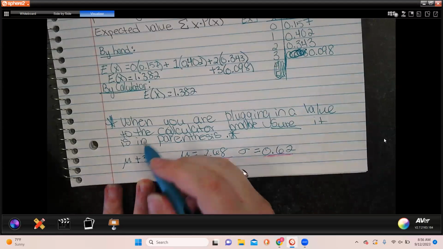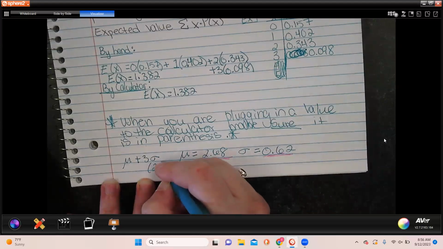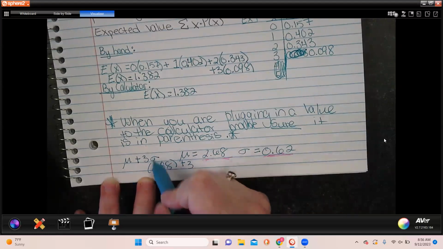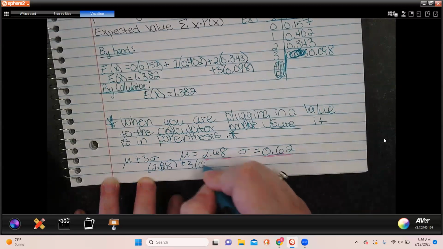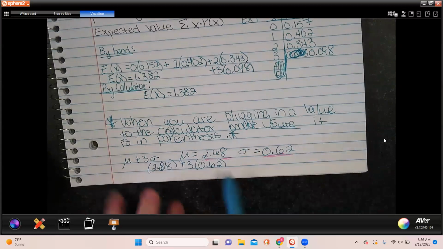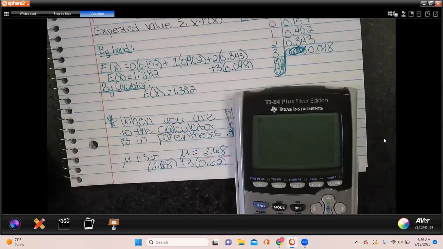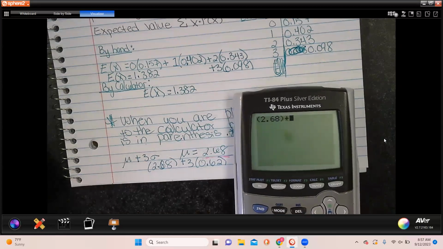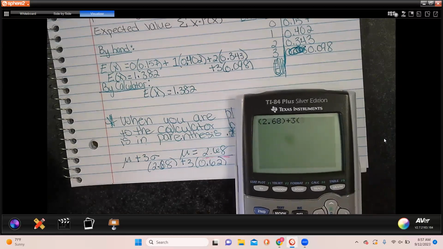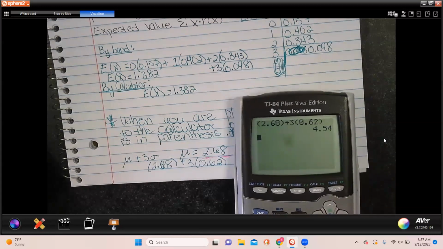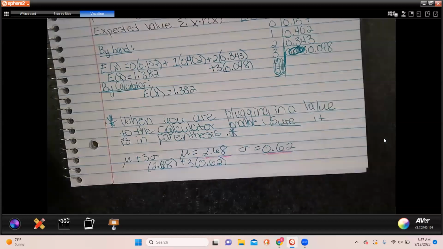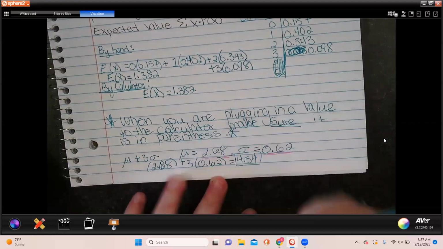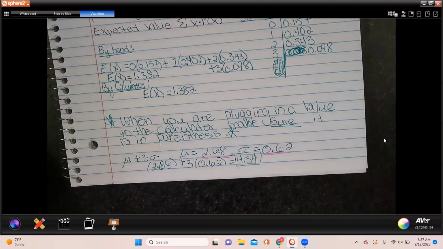So mu is 2.68. Notice I'm using parentheses when I'm plugging it in. Plus 3 was a part of the equation, and sigma is right here, 0.62. And because I'm plugging something in, I use parentheses. So I can grab my handy dandy calculator: 2.68 plus 3 parentheses 0.62. Okay, so my answer for this one is 4.54. If you do not put it in parentheses, it may not do this correctly. So please make sure to do so.